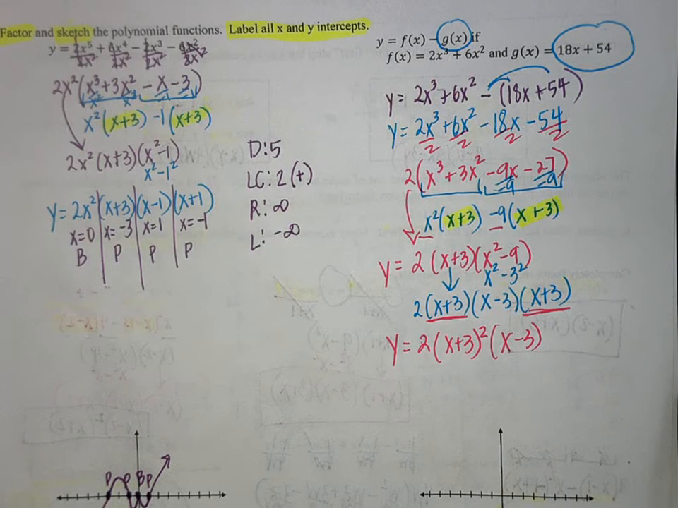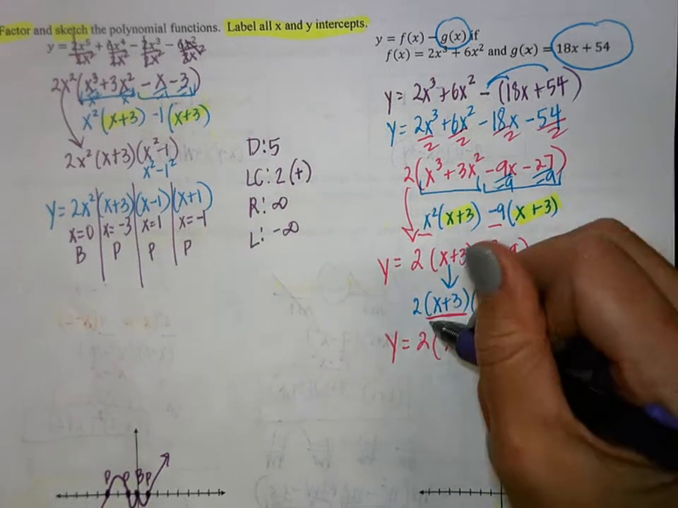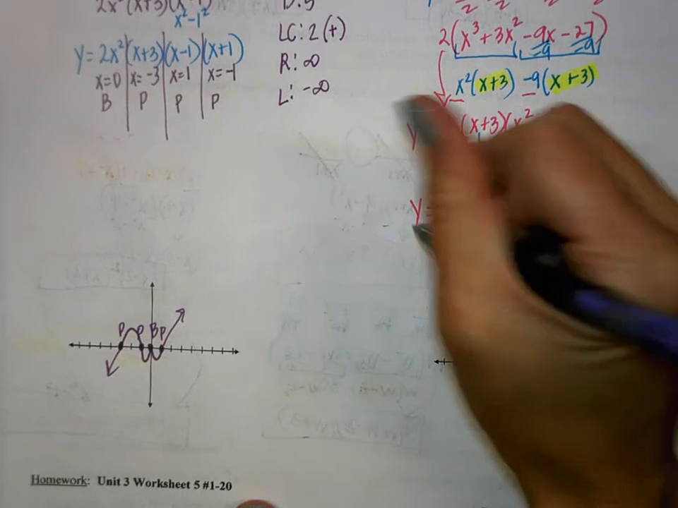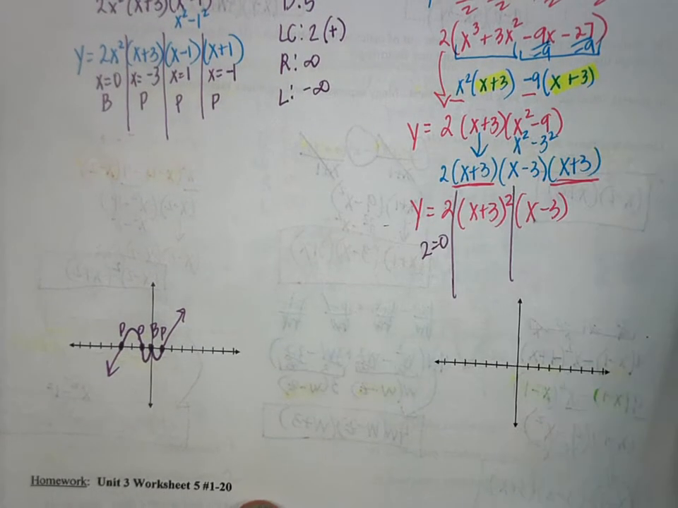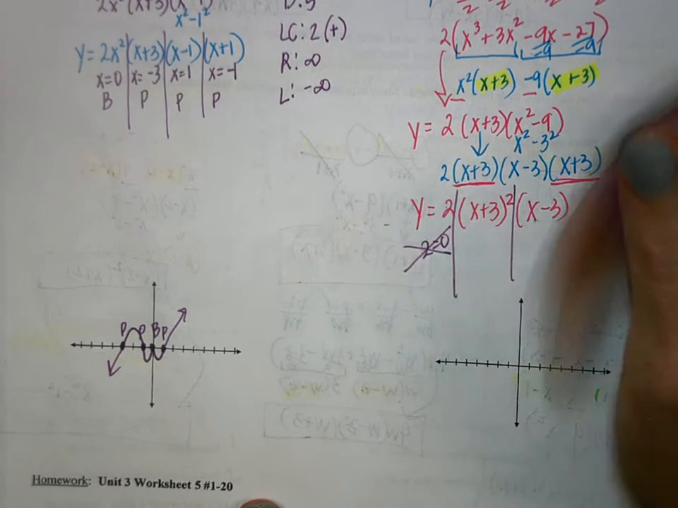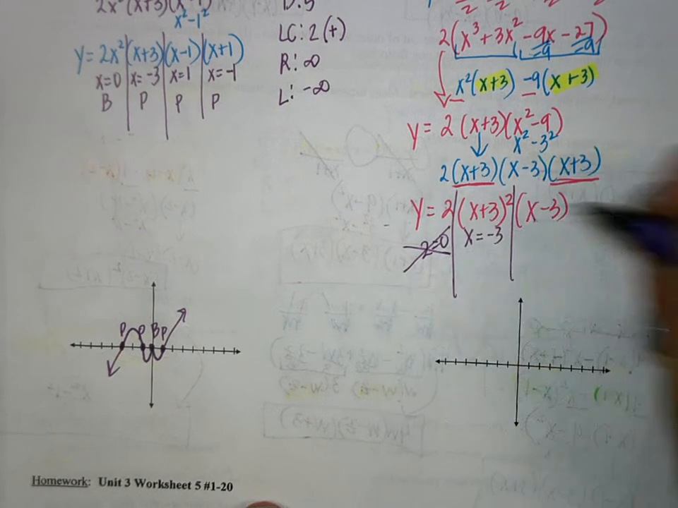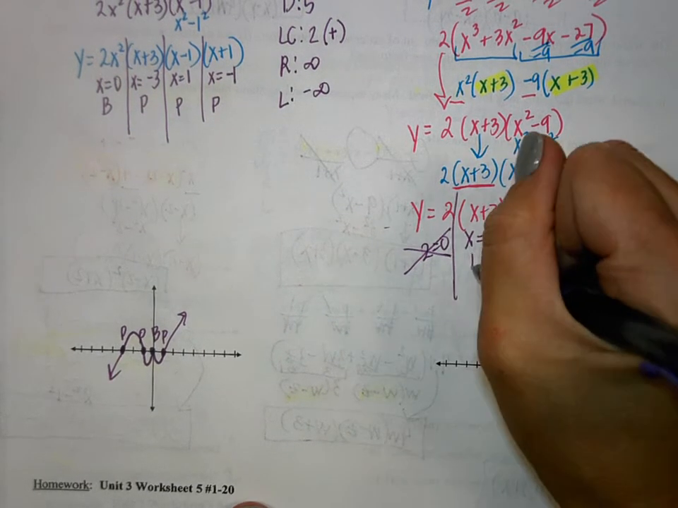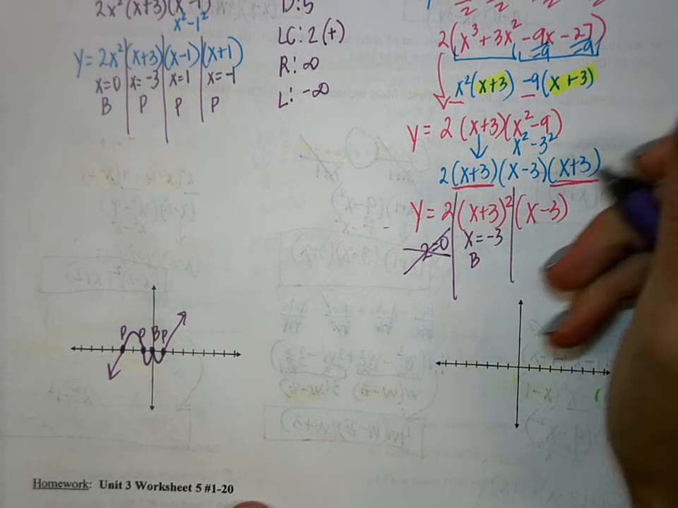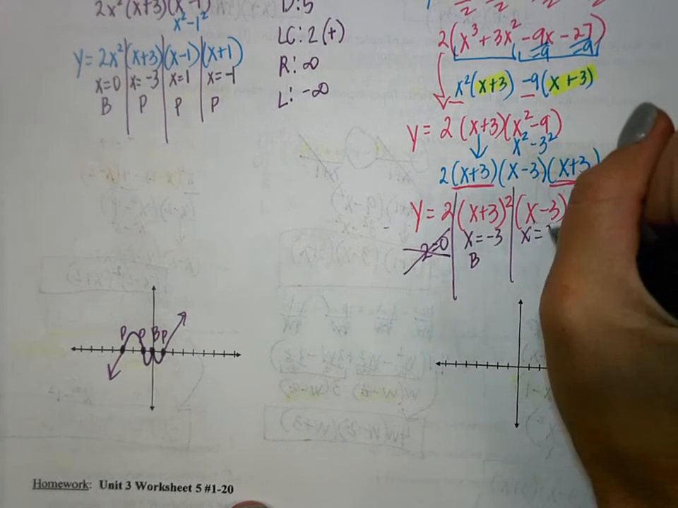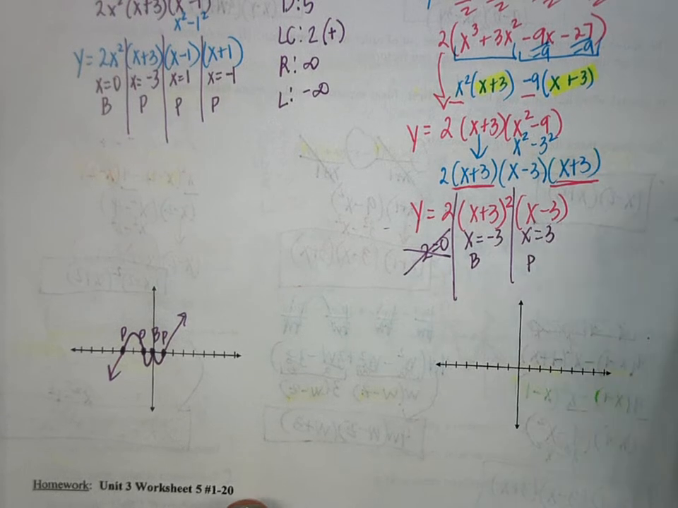Okay, I'm going to keep going. Are we good? Okay, so to graph, we're going to set each of our factors equal to 0. When I set 2 equal to 0, does that even make sense? No, that's out. X plus 3 equal to 0 makes x equal -3, and will it be a pass or a bounce? Bounce because multiplicity of 2. This one will be x equals 3, pass or bounce, because it has a multiplicity of 1.